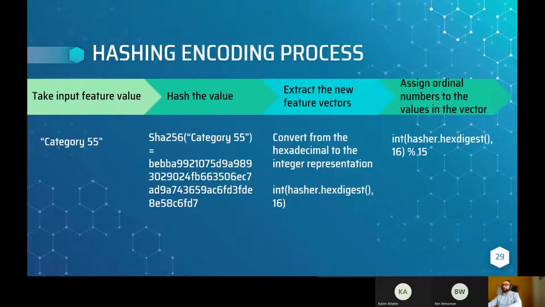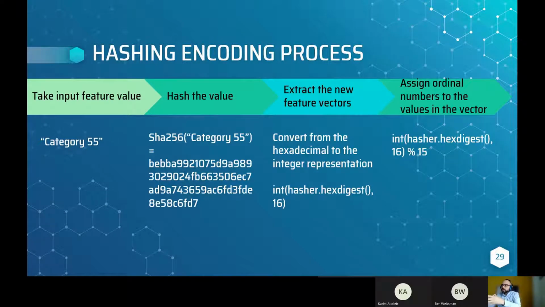This is what it looks like. So we take an input feature value. If we take the category feature and we take category 55, we have to hash the value. And you notice already the question: what hashing function are we supposed to choose? Such a function that doesn't allow for collisions, just to be safe. That's why I have chosen SHA-256. It's an industry standard. You can experiment with other functions as well. That's a hyperparameter in this model.